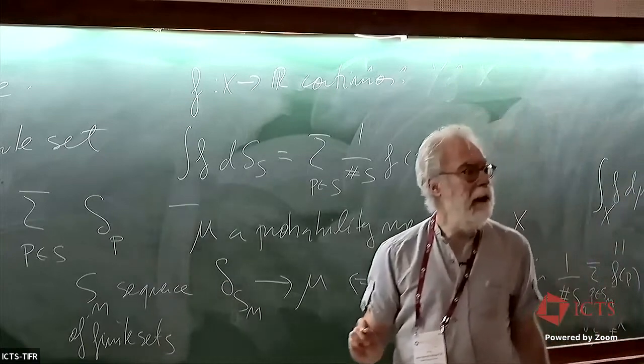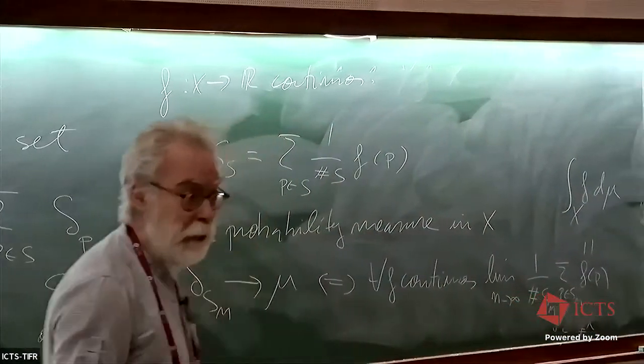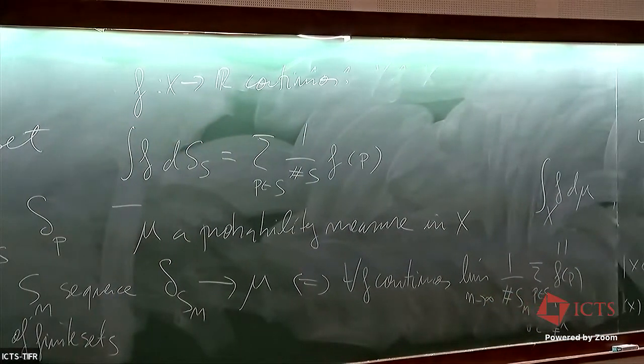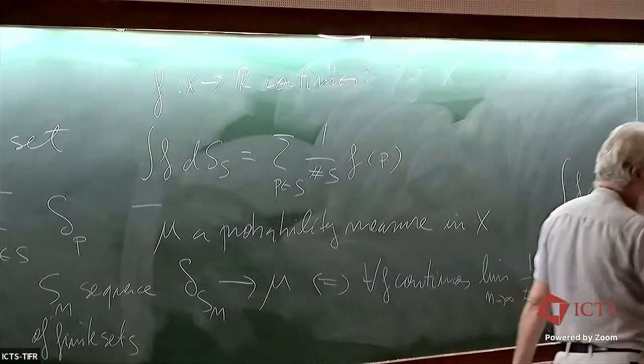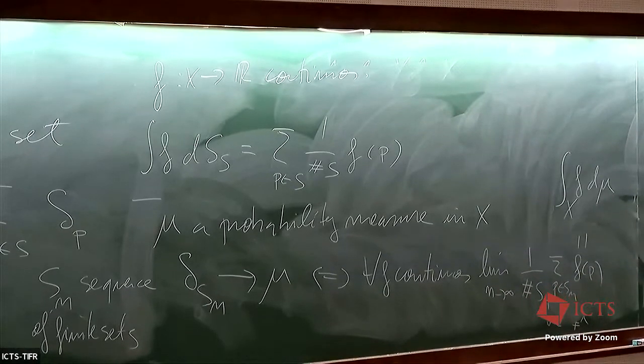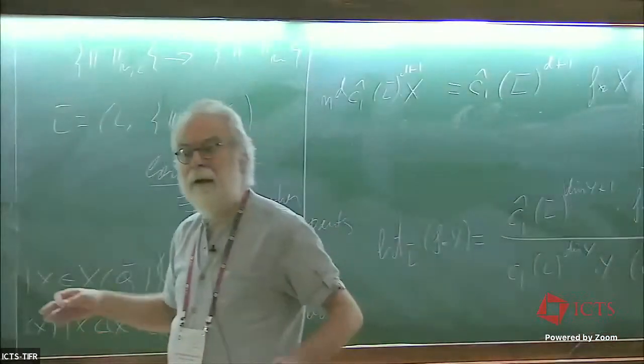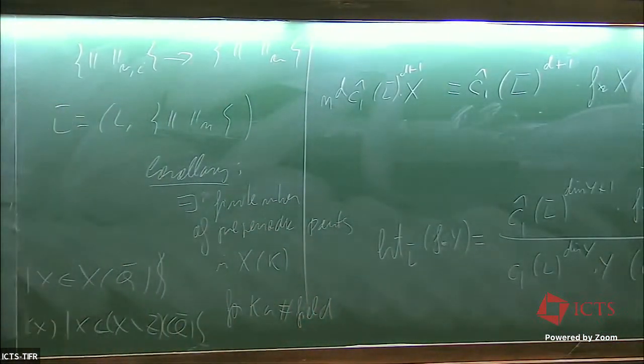Okay, and then I have a notion of what it means that a sequence of finite sets converges to a measure. For instance, in the example we have seen, I can take the unit circle. In the unit circle, I can put the Haar measure, which is the unique probability measure that is invariant under rotations. And in some sense, the experiment we have seen is that if I take polynomials of higher degree, then the set of roots converges to the Haar measure of the unit circle. This will be a result that explains what we have seen in the experiment.